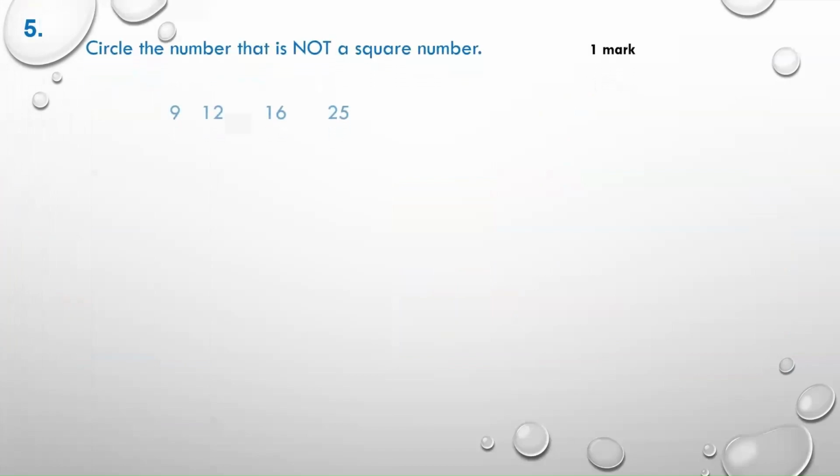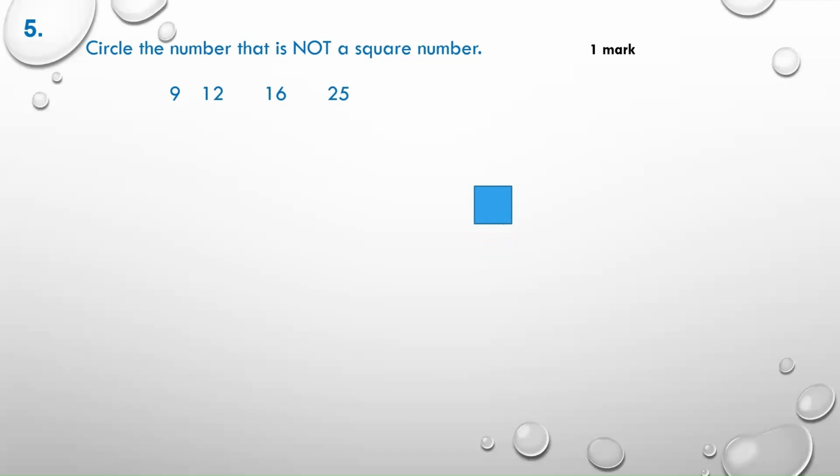Let's look at number 5. In number 5, they're asking us to circle the number that is not a square number. So we have 9, 12, 16, and 25. Which one is not a square number? Some people know it by heart and they can easily write the answer. Others will say, well, listen, I have a square. I put 1 square there.